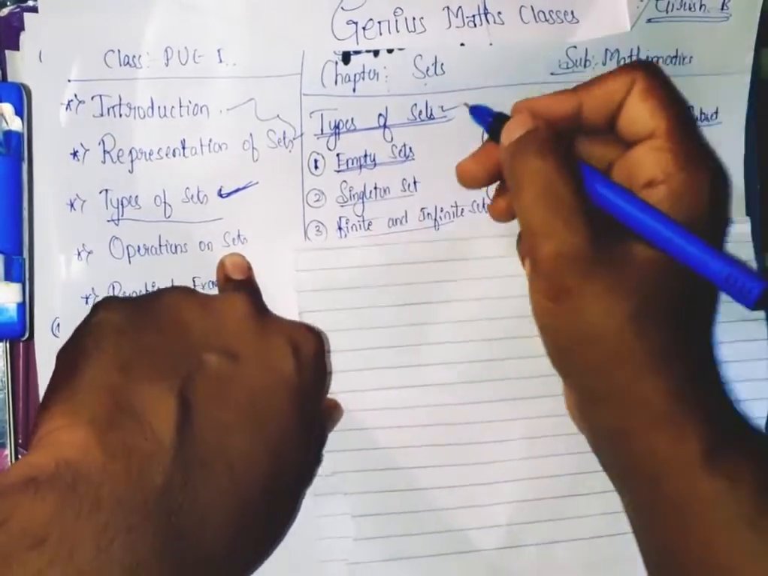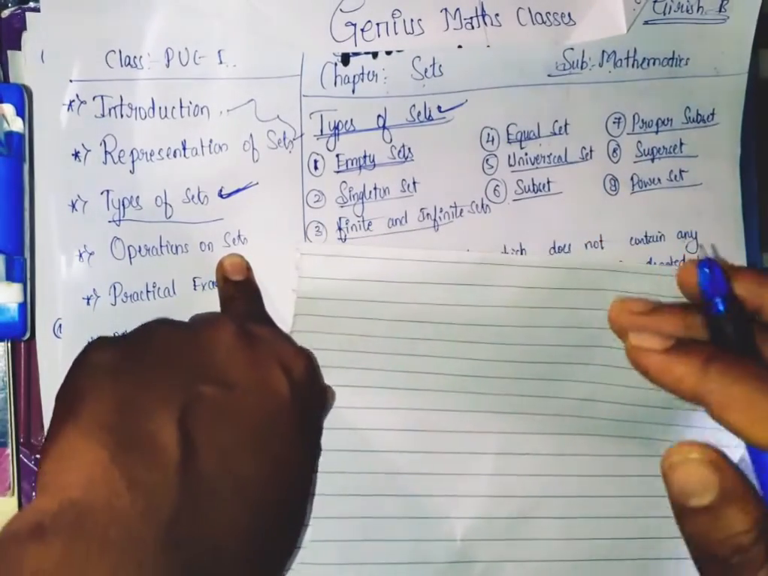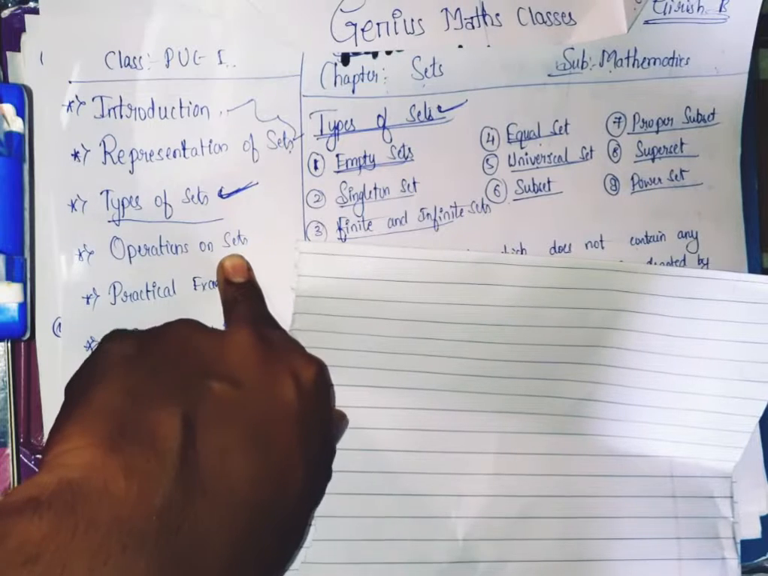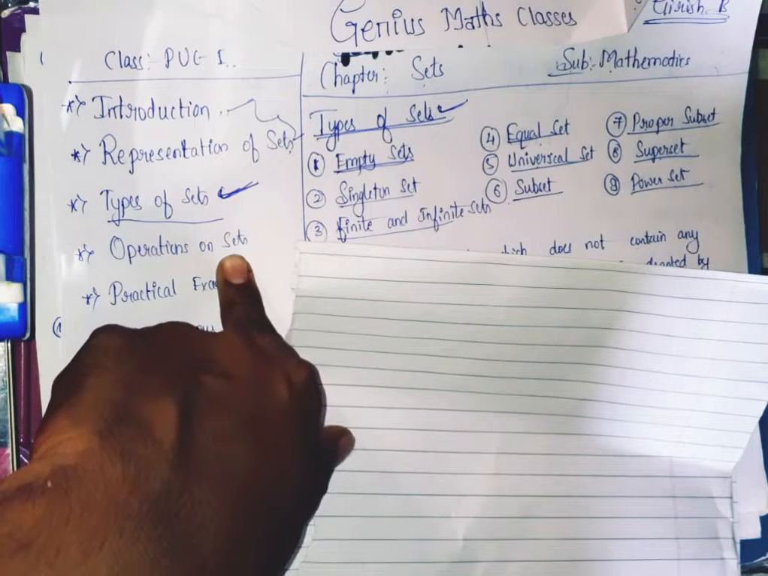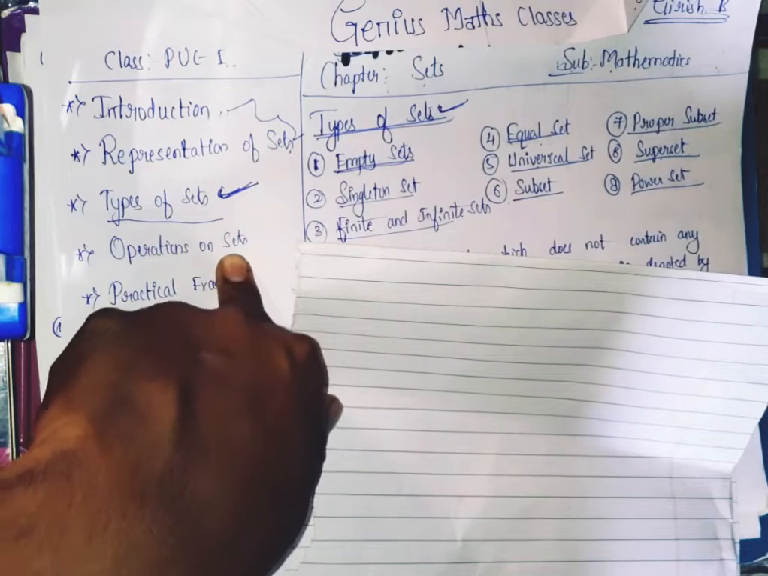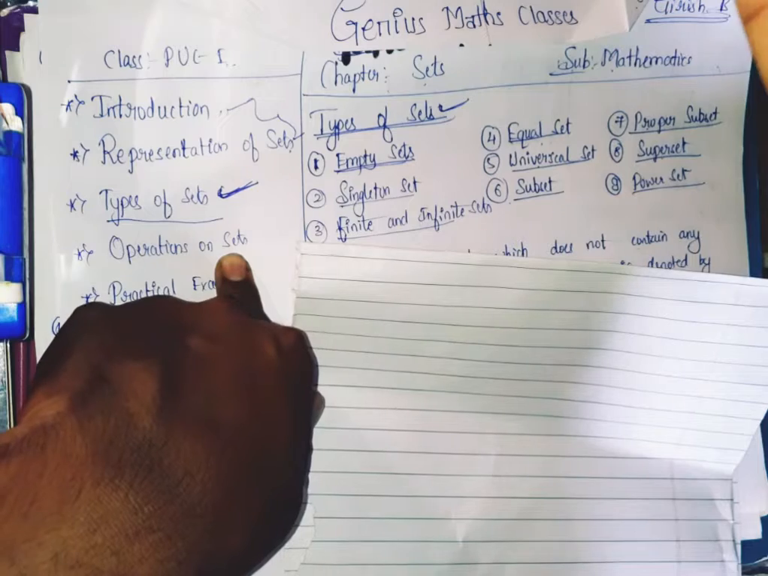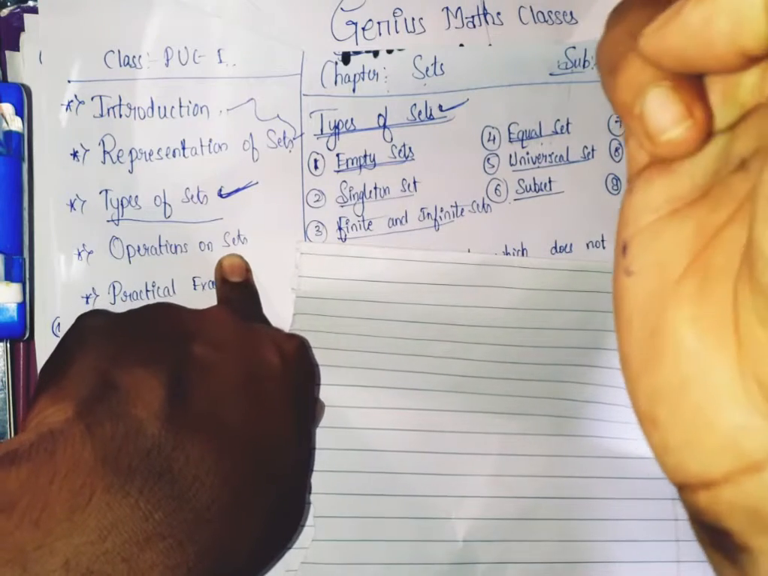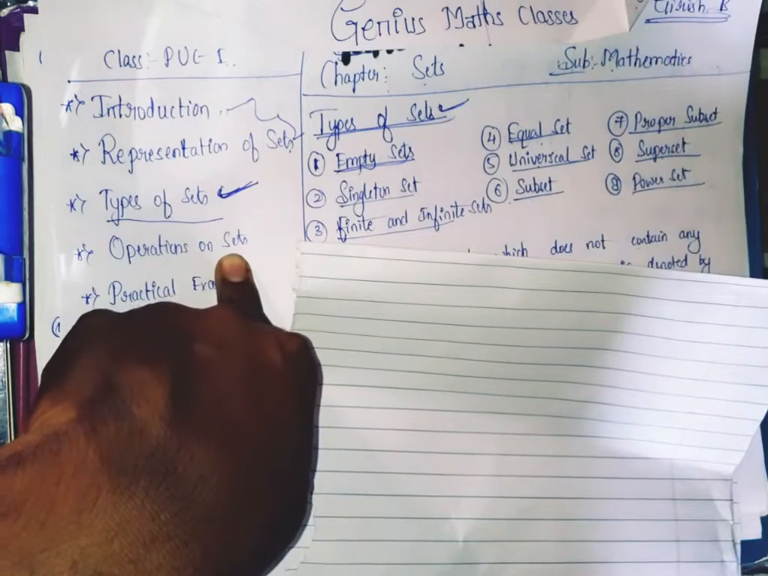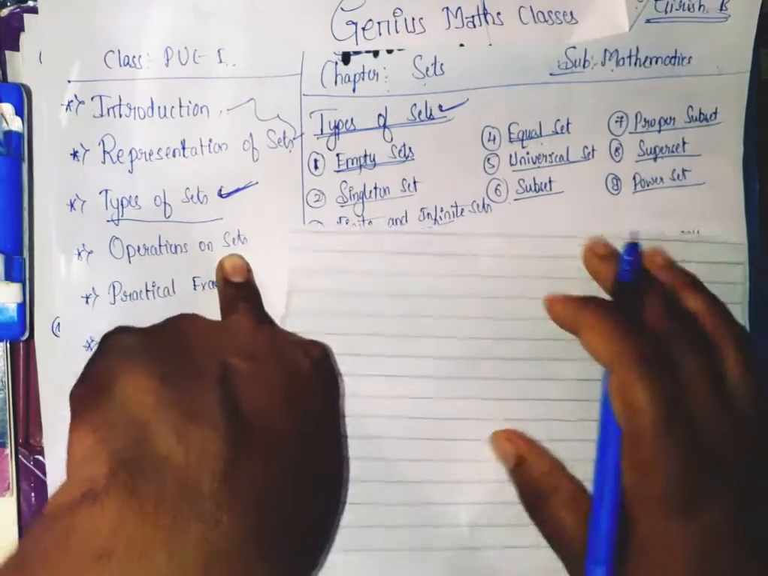So we know very well about sets. In the previous chapter we have learned about sets. A set is a well defined collection of objects. And also we know about the representation of sets. One is the roster form, second one is set builder form, and third one is the Venn diagram. So these three things are very important to study the sets next.